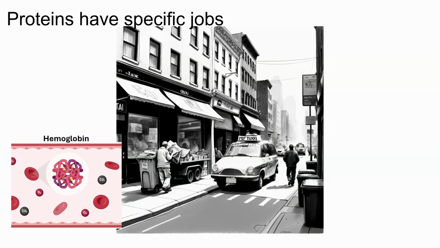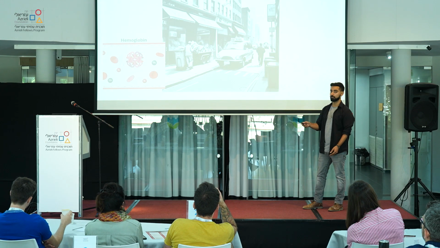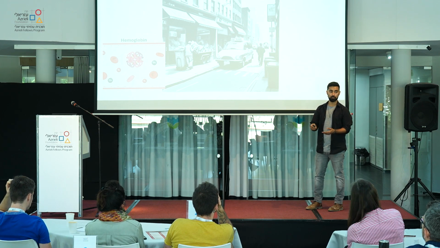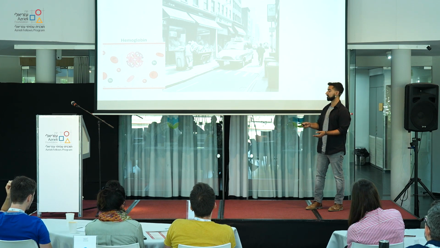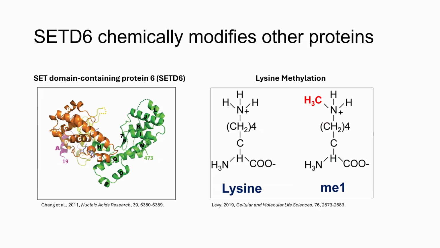A common example of a protein with a unique job is hemoglobin, whose job is to transport oxygen from the lungs throughout the body to adjacent tissues. However, as I mentioned, I'm specifically interested in a protein called SETD6. So who is SETD6? What job does it perform? And how is it important in the cell?